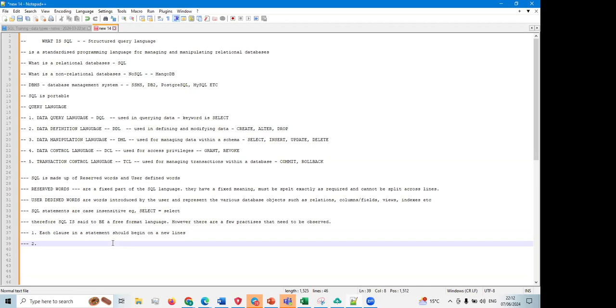2. The beginning of each clause should line up with the beginning of other clauses. We would see this in practice. It may not make sense now, but we will see it in practice.